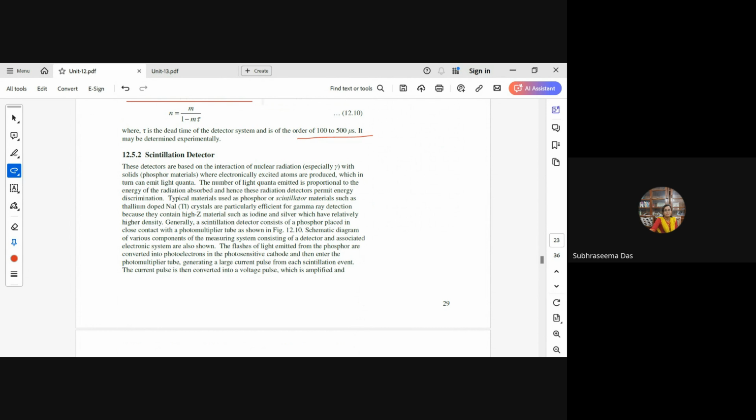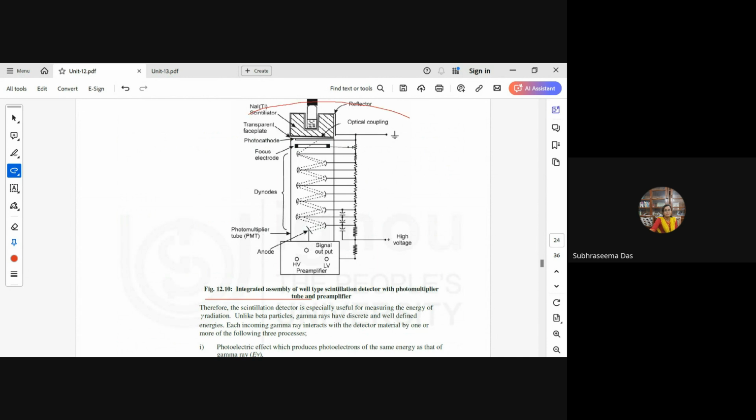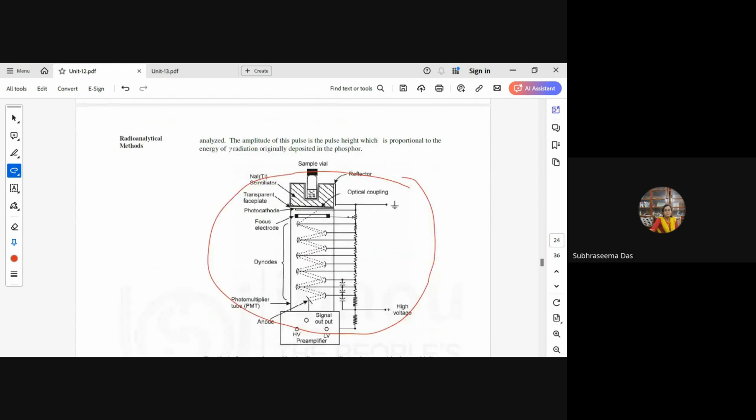The general construction of a scintillation detector is shown in figure 12.10. It consists of various components. The flashes of light emitted from the phosphor are converted into photoelectrons in the photosensitive cathode, and then they enter the photomultiplier tube, which generates a large current. It then sends pulses to the detector, and the number of pulses is measured. This is how a scintillation detector works.